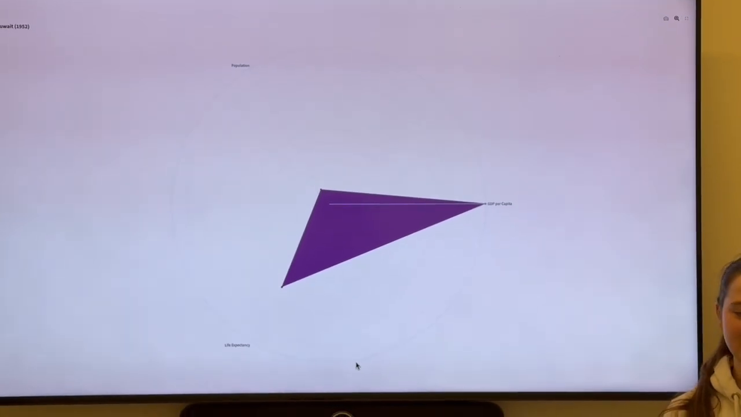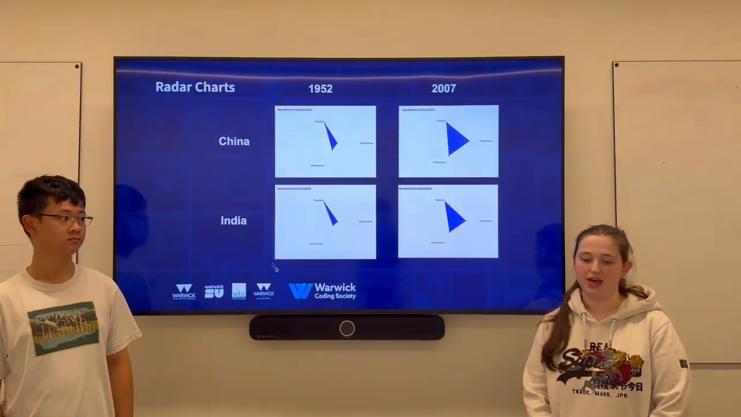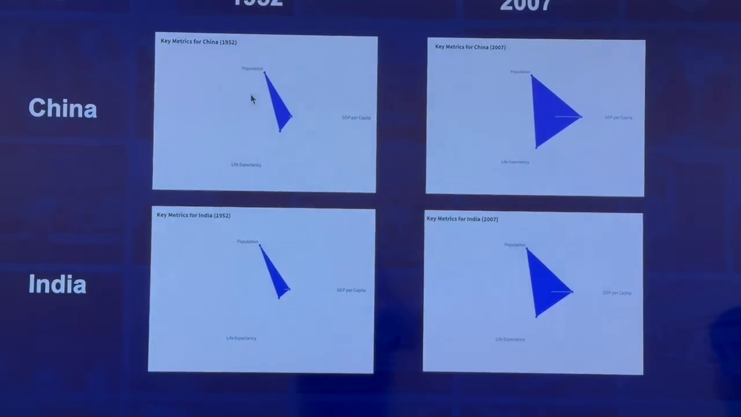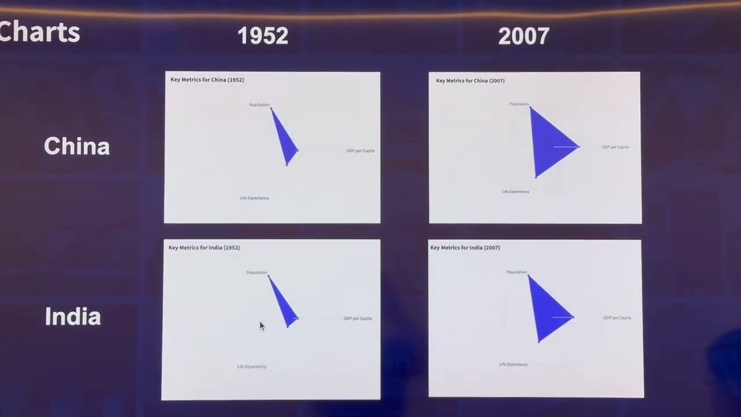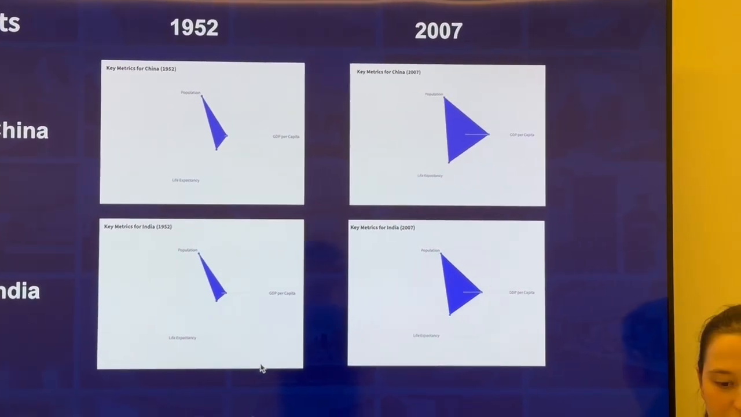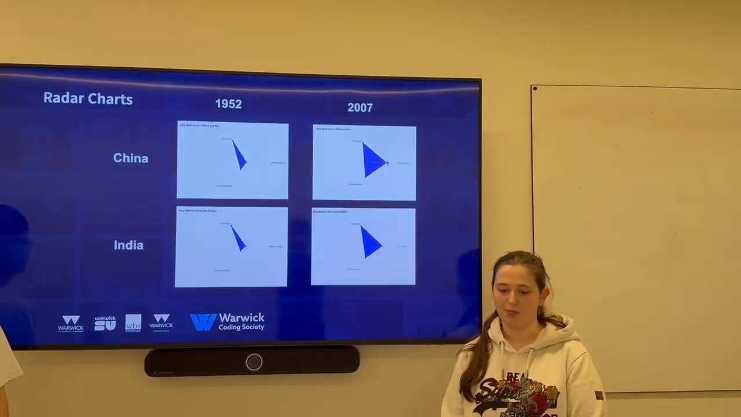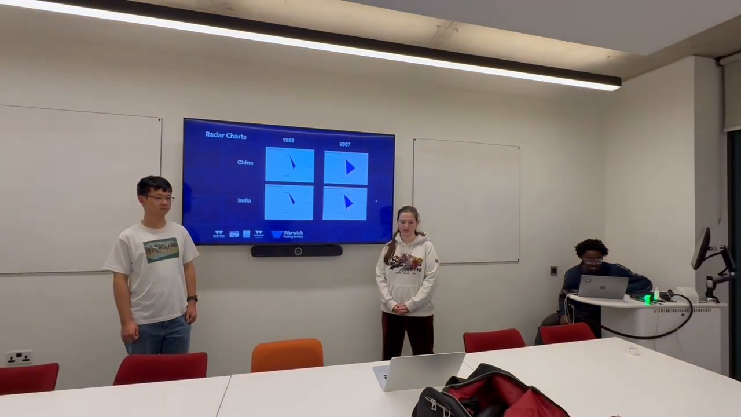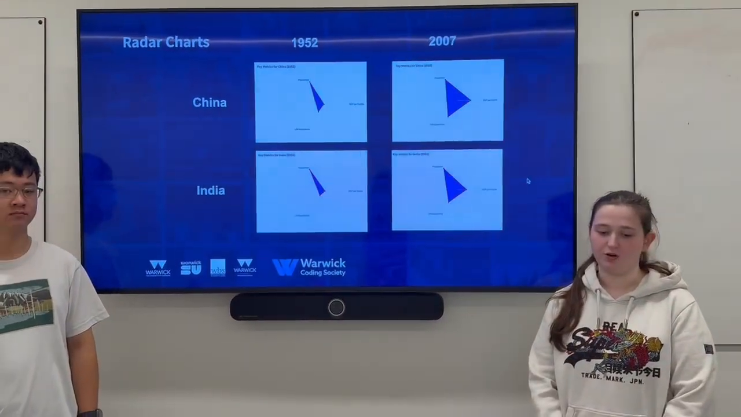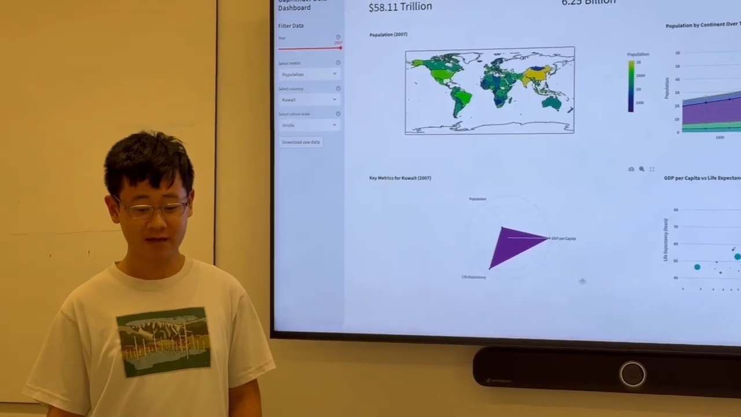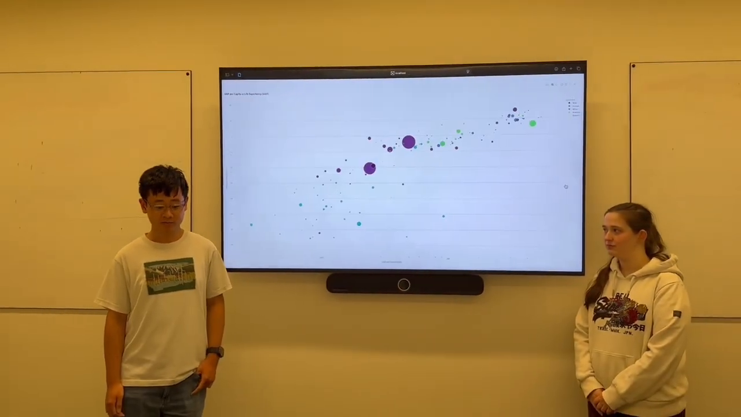India and China are interesting to watch evolve over the years. In the earlier years, both had narrow polygons skewed towards population: high populations but low GDP and life expectancy. Over time, their polygons expand outwards in the GDP and life expectancy dimensions, illustrating their economic and public health progress whilst maintaining huge populations. This pattern aligns neatly with what was observed in the choropleth and will also appear in the bubble chart.